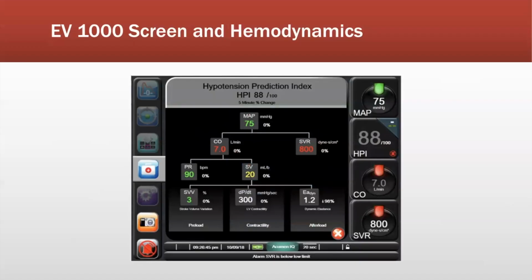Here's another review or option of a view for the EV-1000 as well. Kind of breaks things down. Again, some of these things down here we don't always use. But everything can be broken down into, again, preload, contractility, and afterload.